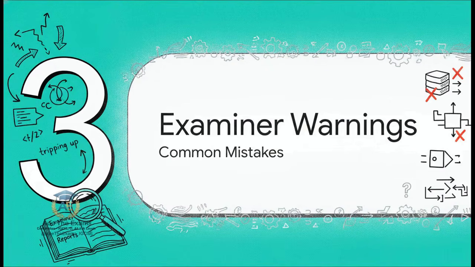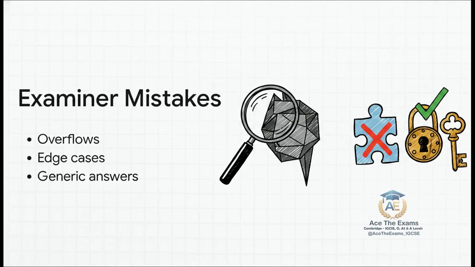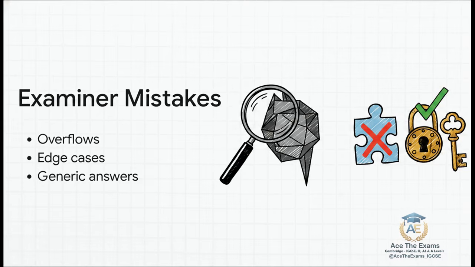Let's transition to Section 3, Top Examiner Warnings. We really need to address the reality of where students fail. Let's look at the principal examiner reports to see exactly where you might trip up. These are the top 3 mistakes directly from the people grading your papers.